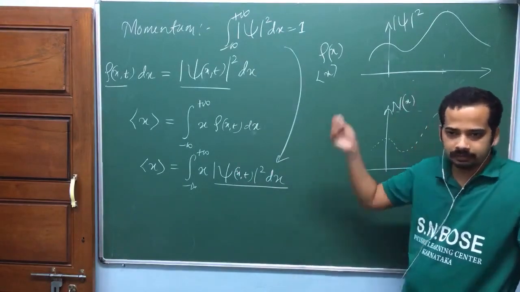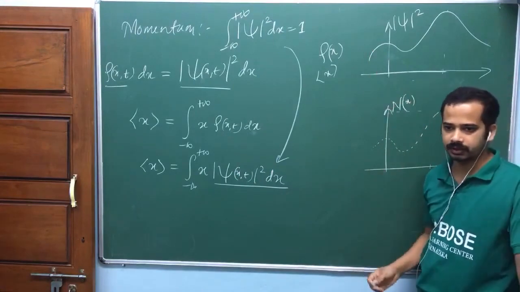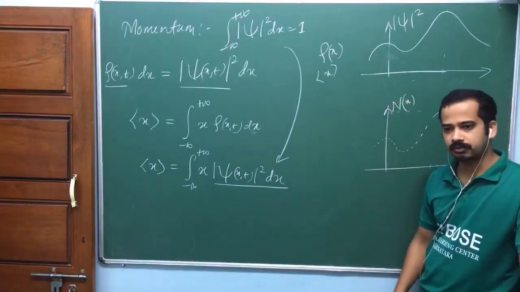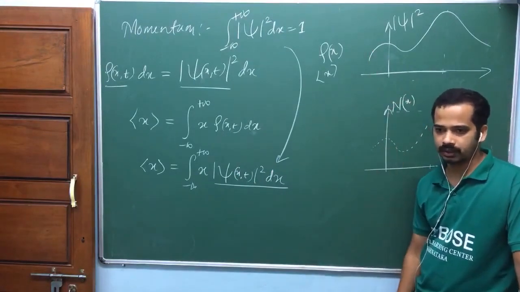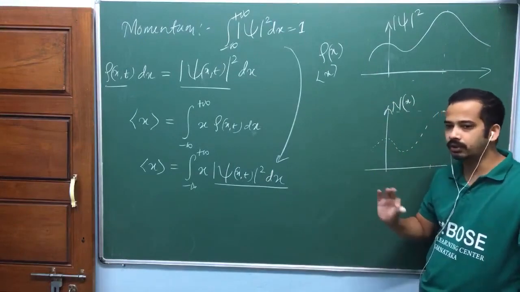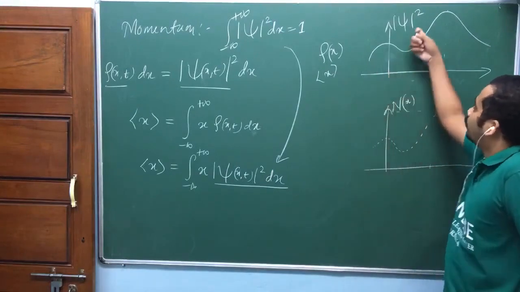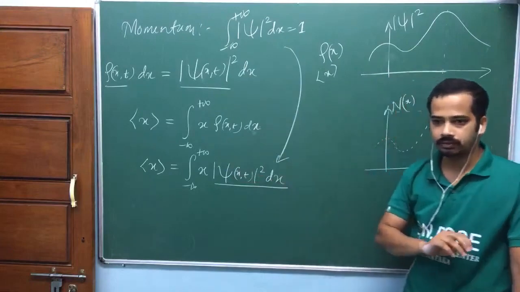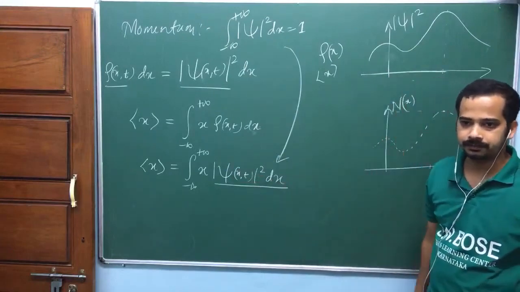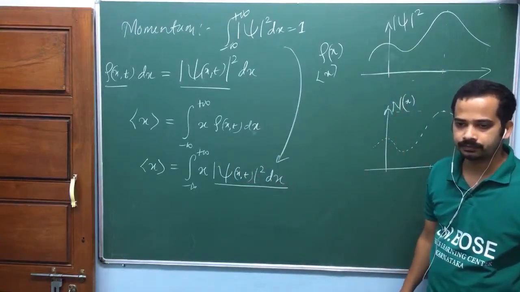Once you do measurement, I'm talking about identically prepared systems, isn't it? Once you do measurement on a system, its role is over. Then you can't do repeated measurement to talk about mod psi square or average value. Then we can think about this quantum particle classically. That's why.